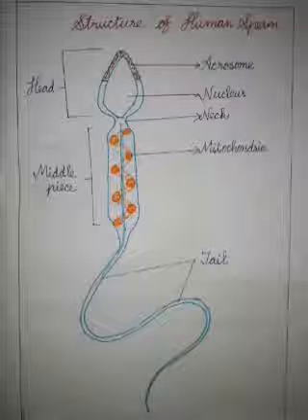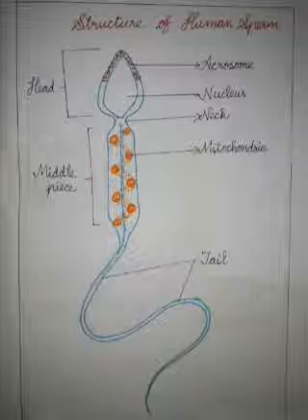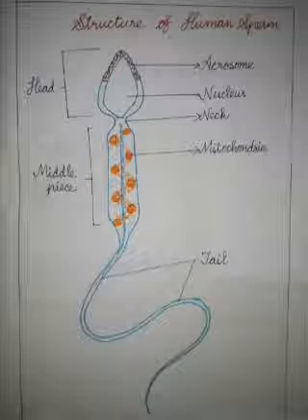Hi students, in the previous video we studied spermatogenesis, that is the sequence of events that takes place in the seminiferous tubules of the testis to produce the male gamete, that is the sperm, or we can say the spermatozoa. In this video we are going to study the structure of human sperm and the hormones involved in spermatogenesis. Structure of human sperm.